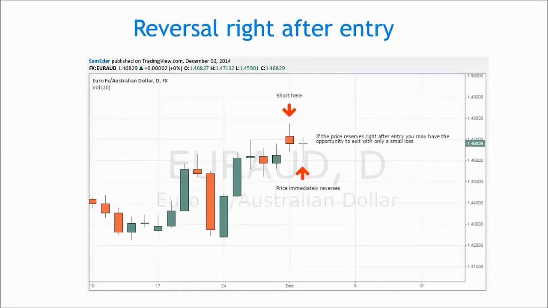Reversal right after entry. You have patiently waited for your entry and seemingly timed it to perfection, but as soon as you enter, the market forms a reversal signal. If this happens to you, you are faced with a decision point. Do you exit the position, lighten it, or leave it and see what happens?